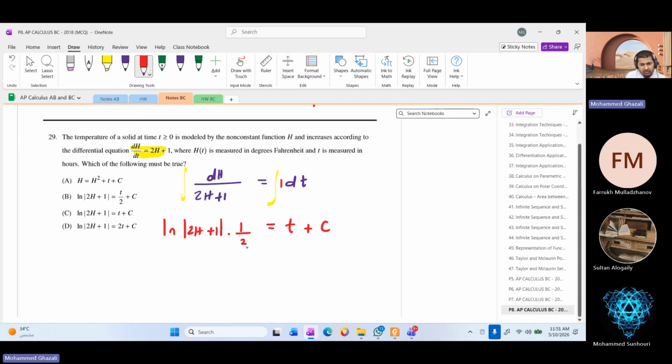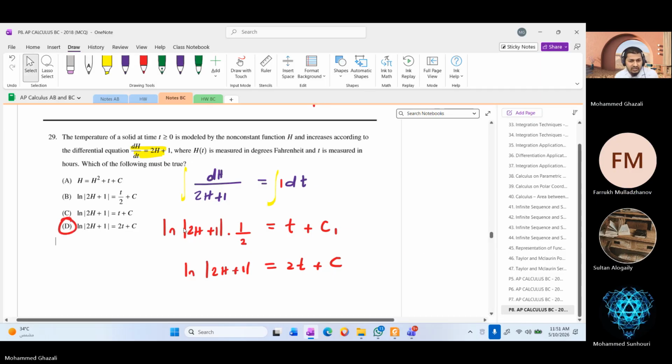Now, which one is the answer? You're going to multiply both sides by 2. So you get ln absolute value of 2h plus 1 equal to 2t plus another constant. Make it constant 1, and make this another constant 2, so 2 times a constant is just another constant. So it's B. Careful how you're solving this problem.